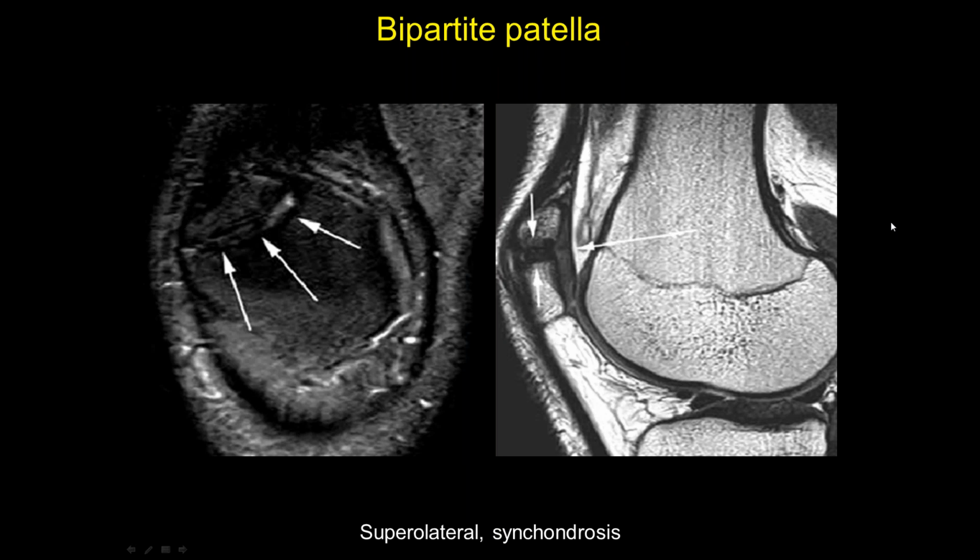Bipartite patella, well, we see this pretty much every day or week, and it's more often than not superolateral. And there is a synchondrosis. You can see that really nicely on MRI. So these are growth centers that did not fuse well, meaning that in between we see this little bit of cartilage, so it actually forms a synchondrosis. And when there's too much tension on the bony parts, then we can see some bone marrow edema here too, which may be painful. So even though you see a bipartite patella, that doesn't mean that the patient cannot suffer from pain from this normal variant.